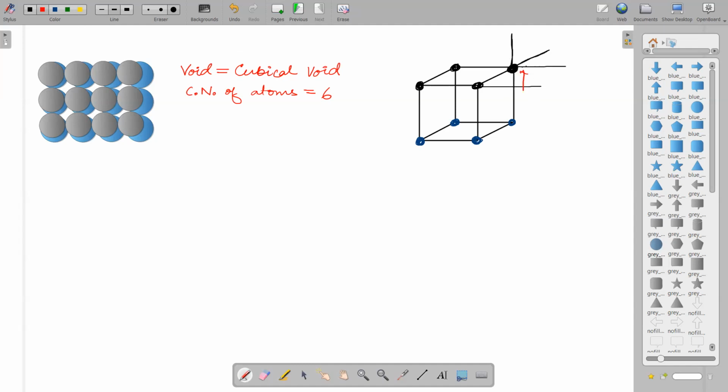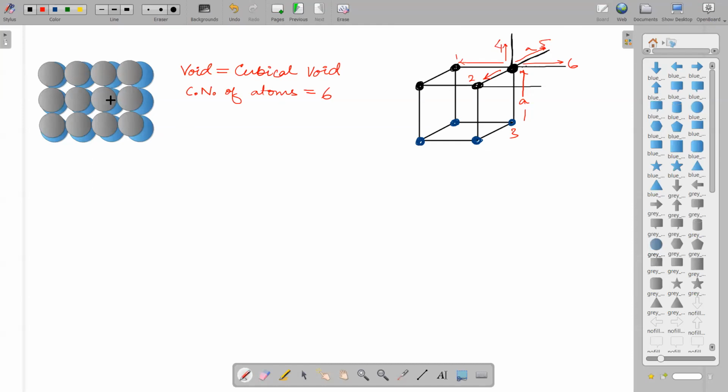As you can see, from here to here, the distance is A. And from here to here, the distance is again A. Now, the next atom here also will be at A distance. On the back, there will be A, just as it is in the front. And on the top of it, there will be A. On the bottom also, there will be A. So, there will be 1, 2, 3, 4, 5, 6 atoms.